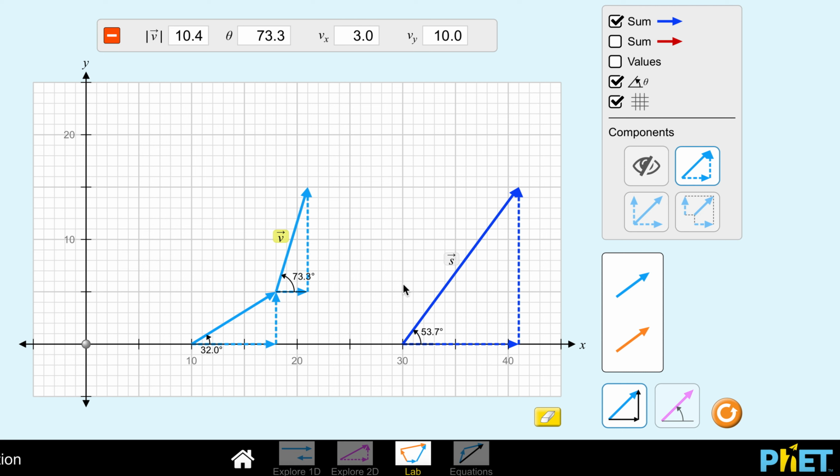So in general, whenever you add vectors together, you're always going to add the x components of the two vectors to get the total x component, and you're always going to add the y components separately to get the total y component.